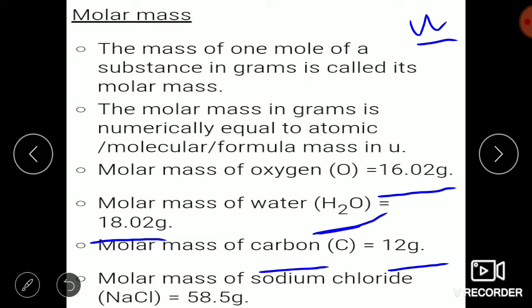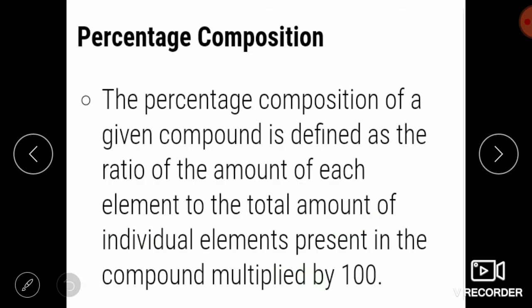Same as for carbon, 12 gram. For sodium chloride, 58.5 gram. Okay, so that is the basic difference between molar mass and molecular, atomic or formula mass. The difference is just in terms of unit. For molar mass we get gram, and for others we get U. Okay, this part is very much important.